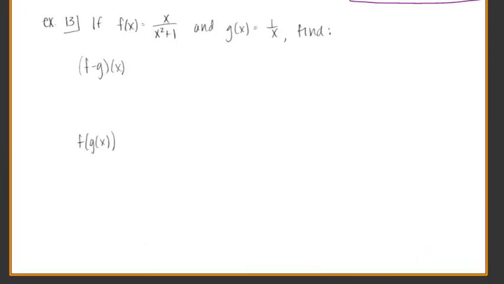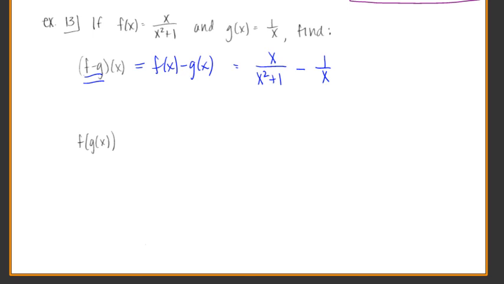Getting a little bit more practice with combining functions together, let's look at number 13. I have an f function and a g function. This first part right here is just telling me that I want to subtract them. Simple as that. I'm not subtracting and multiplying by x, I'm just subtracting them. I'm only following what this first part tells me to do. So I'm going to take my f function, which is x over x squared plus 1, and I want to subtract 1 over x.